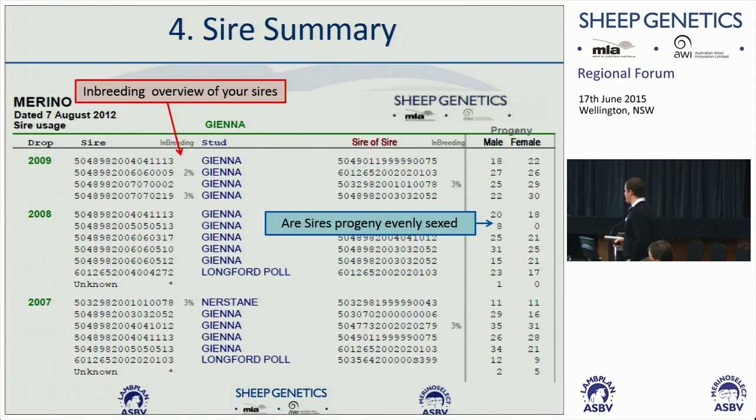We also want to know another key point you can take out of this summary sheet. Are your sires' progeny even sexed? According to this report, this guy had 8 males and no females. Maybe true, maybe not. It's a good gauge for you to go back and work out if you entered those sexes correctly.